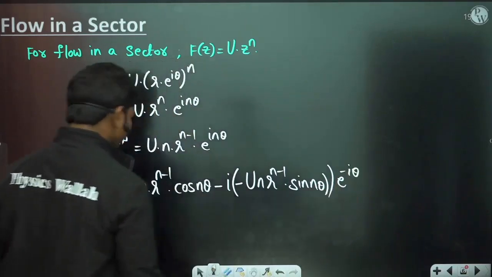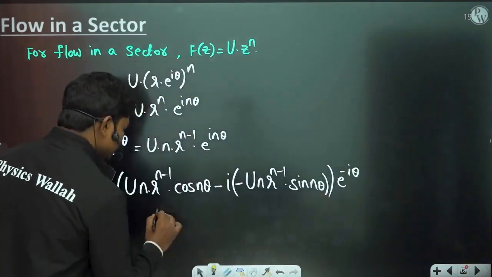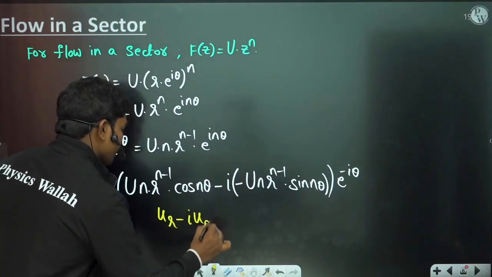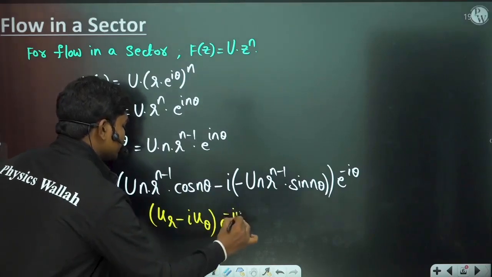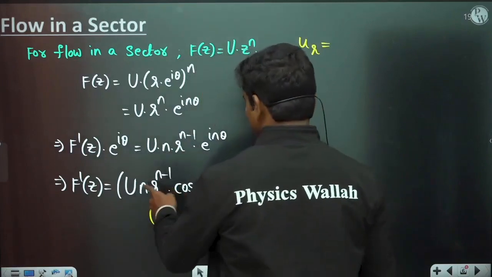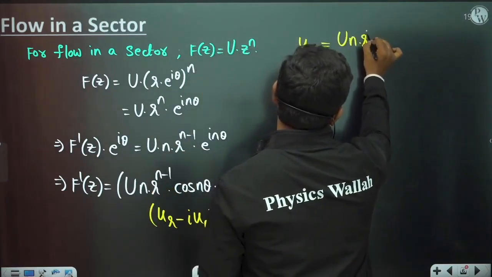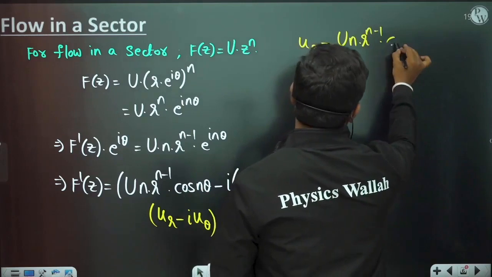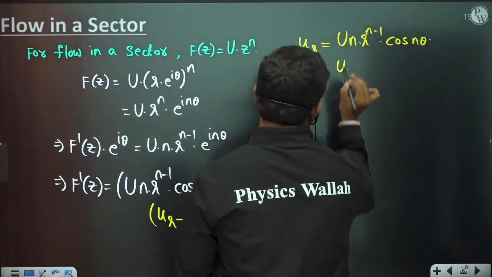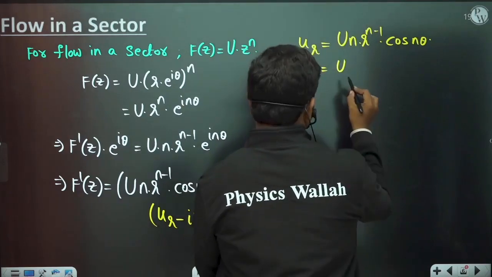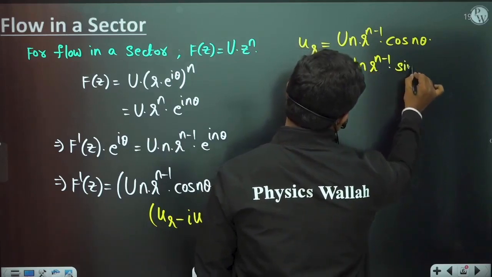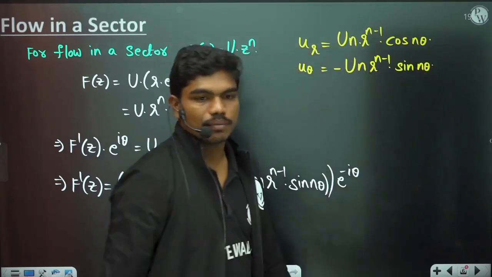Now this is of the form u r minus i times u theta into e power minus i theta. So we identified that the radial velocity u r is equal to u n r power n minus 1 into cos n theta, and the theta component of velocity is equal to minus u n r power n minus 1 sin n theta. So these are the radial and theta components of velocity.